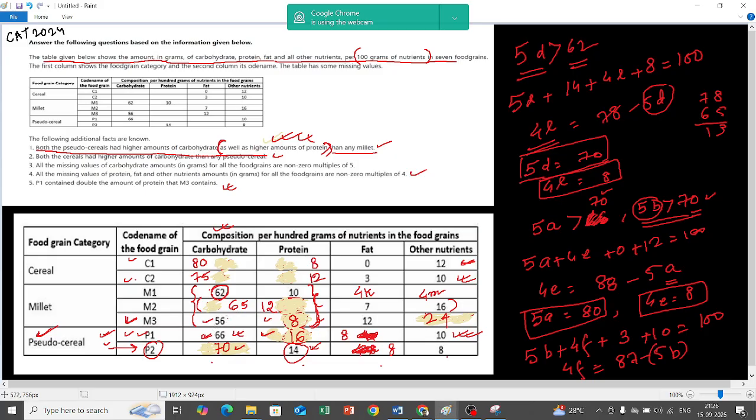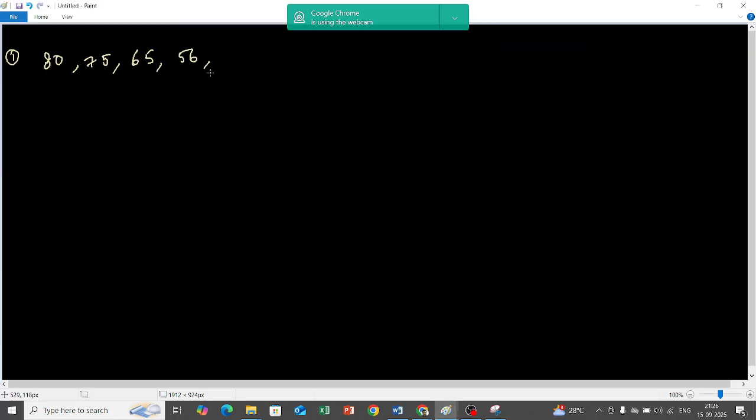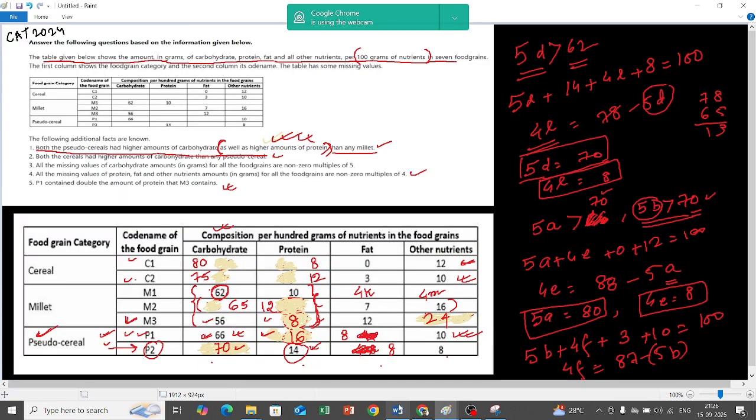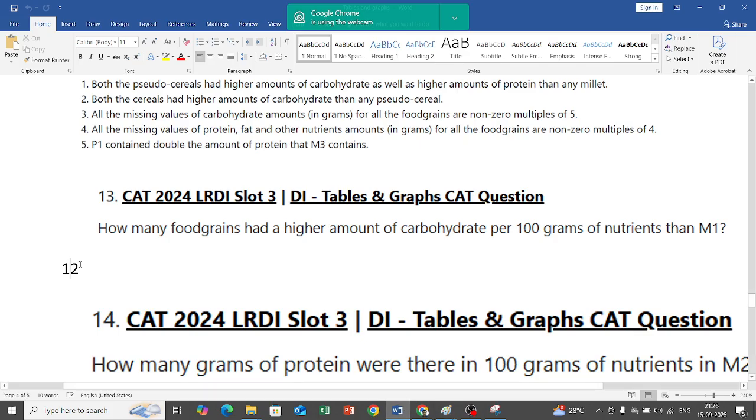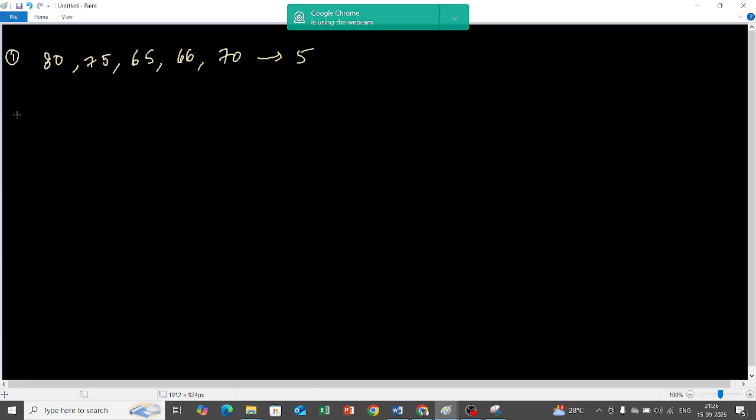Then we have 75. Then we have 65, which is M2. Then we have 56, which is M3. Sorry, not 56. Then we have 66, which is P1, and then we have 70. So there are 5 such food grains which have more carbohydrate than M1. So the answer is 5.